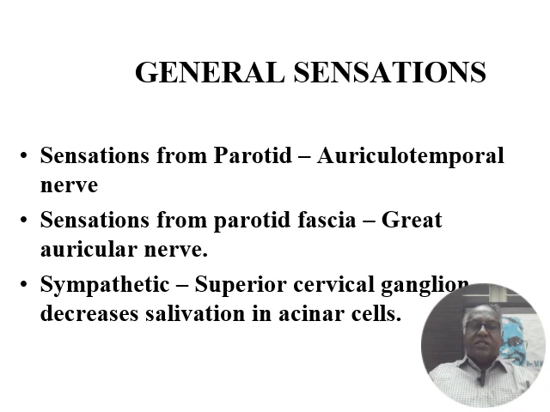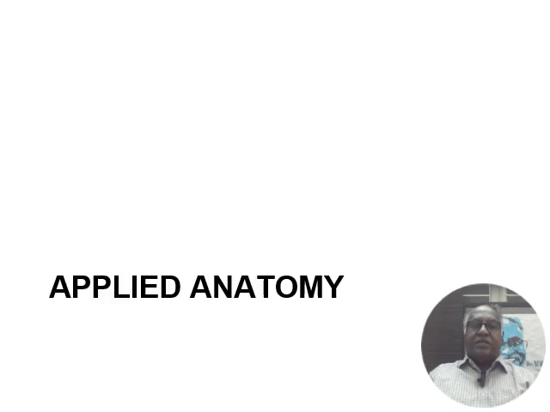Now, the general sensations from the parotid are carried through the auriculotemporal nerve. The sensations from the parotid fascia are carried through the greater auricular nerve. The sympathetic nerves are from the superior cervical ganglion. They decrease the salivation in the acinar cells.